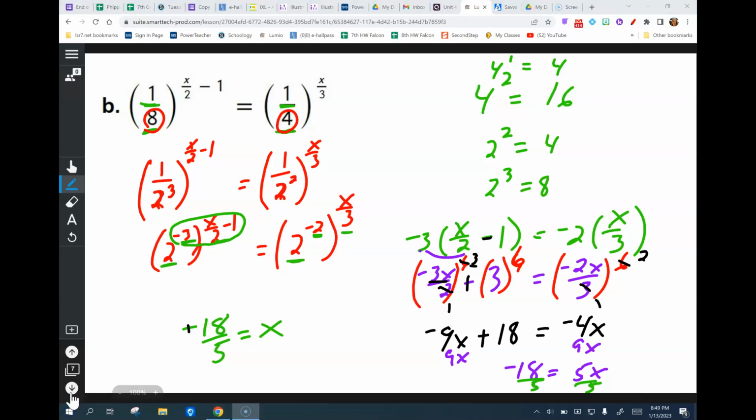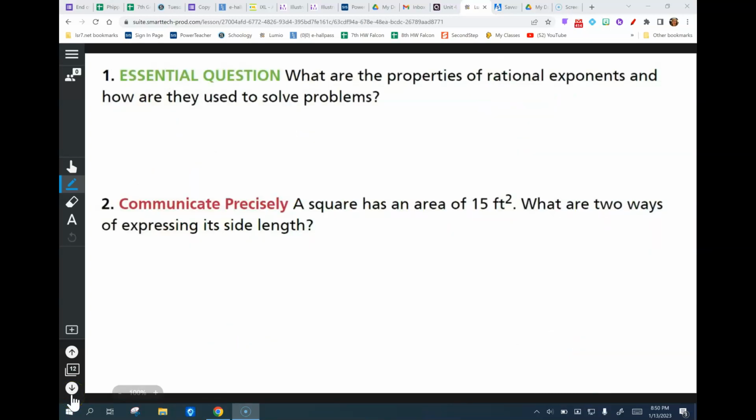So for now, we're going to skip ahead in your book. We're going to actually go all the way over to page 118. So turn to page 118, and we're going to go to the essential questions. So what are the properties of rational exponents, and how are they used to solve problems? So in order to solve some of these equations, we use like, what was that?